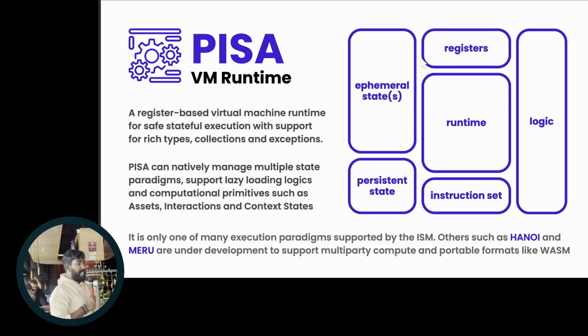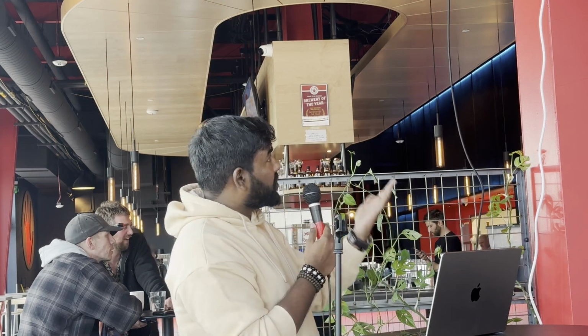The next big one is PISA, the virtual machine. We'll dive into it a lot more when we get into the programming of how to build and program for PISA, but effectively it's one of the possible virtual machine runtimes for MOI. It's a register-based virtual machine, and it allows for safe, stateful execution on both ephemeral and persistent states. The fact that we brought in the idea of ephemeral states means this today is the only virtual machine that can program for both.